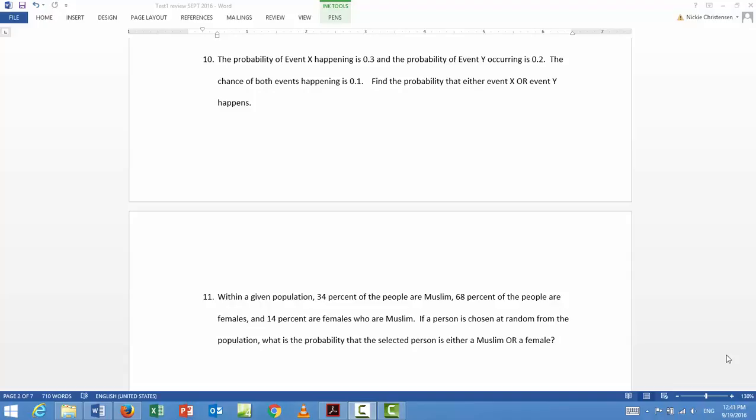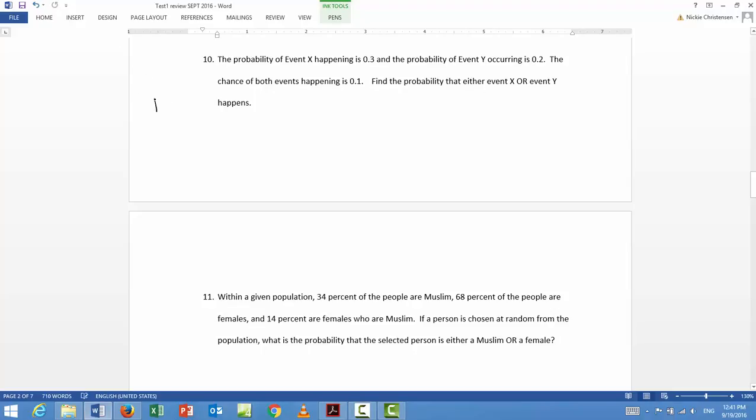Okay, now we're on to questions 10 and 11 on the review, the exam 1 review. Questions 10 and 11 are pretty similar. Okay, let's look at question 10. It tells us the probability of event X happening is 0.3. Okay, so let's make a note of that.